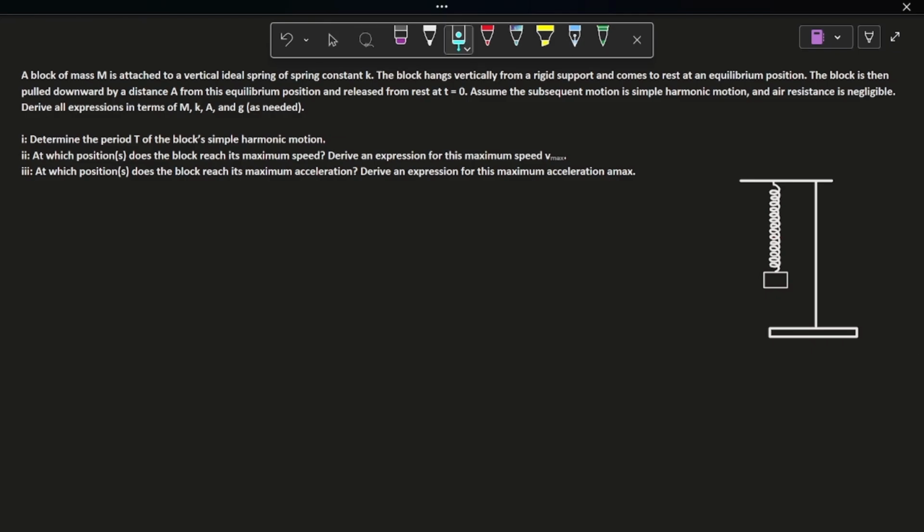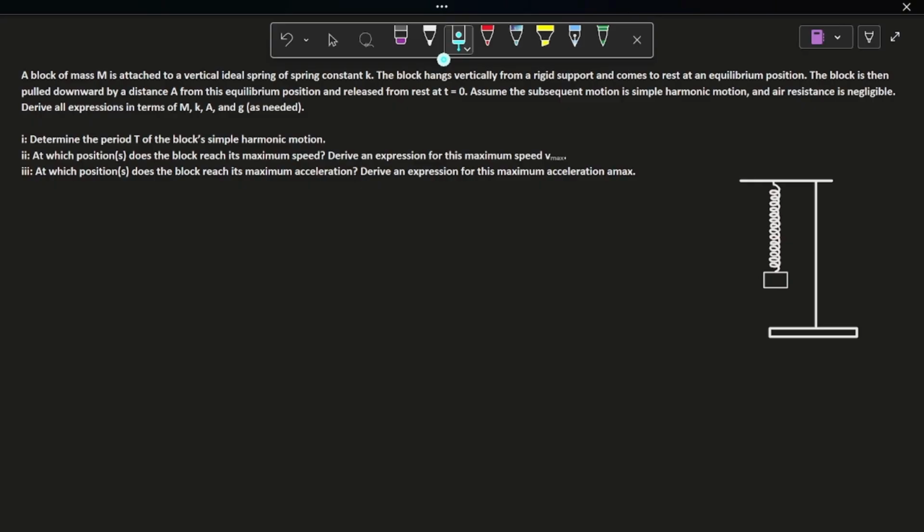Part 1 is asking you the period. So the first thing we need to do is identify what kind of oscillation this is. In the question it said the block is pulled downward by distance A from its equilibrium and then released. So, as you can imagine, the block is moving up and down with the spring. Is it moving left or right? No, which means it's not a pendulum. We cannot use a formula for a pendulum.